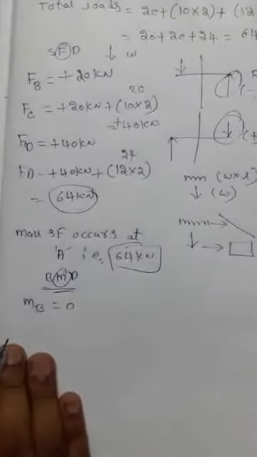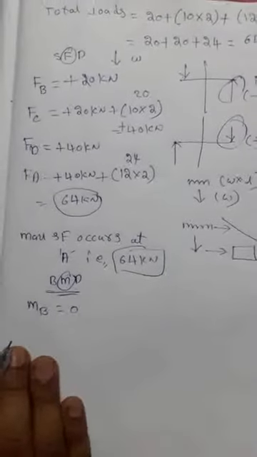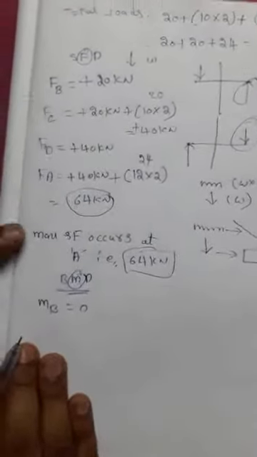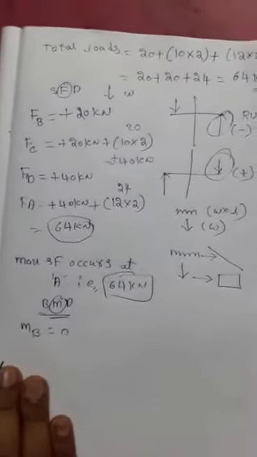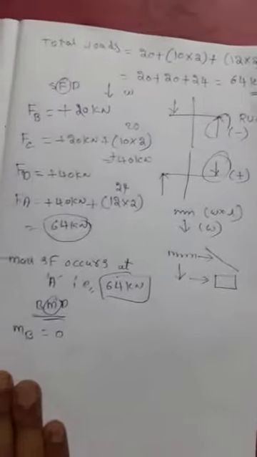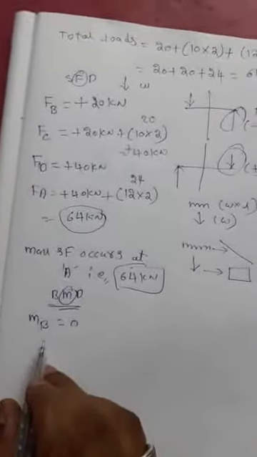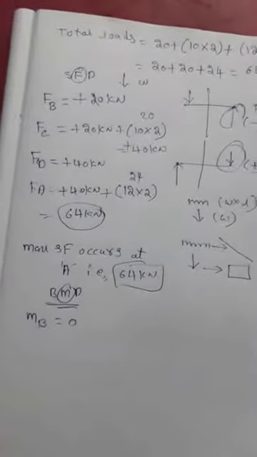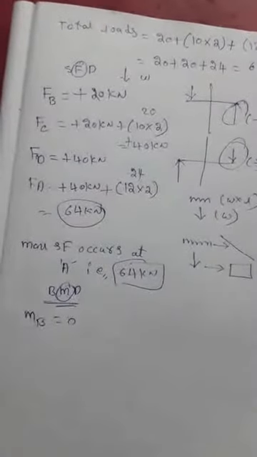For every point you calculate from the starting point. To find the bending moment at every point, you find the moment from B, the starting point. So the first point is MB equals 0. We already discussed this yesterday for a simply supported beam: the bending moment at supports is 0.